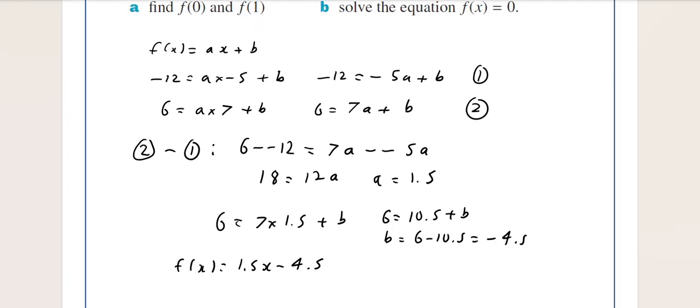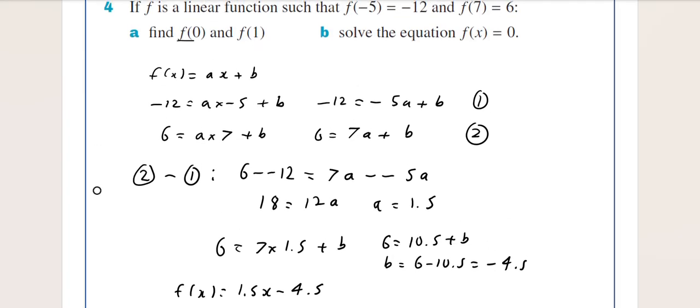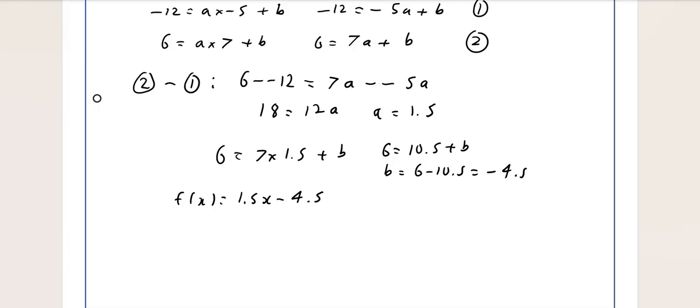That doesn't actually answer the question. The question says, what are the values of f of 0 and f of 1? But now that we know what the function actually is, that should be pretty easy. F of 0 is just going to be what we get if we replace x with 0. So 1.5 times 0 minus 4.5. 1.5 times 0 is 0, so it would just be minus 4.5.